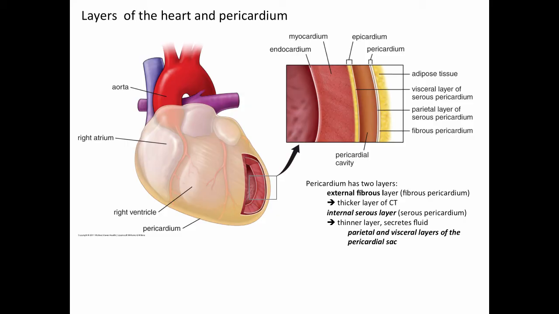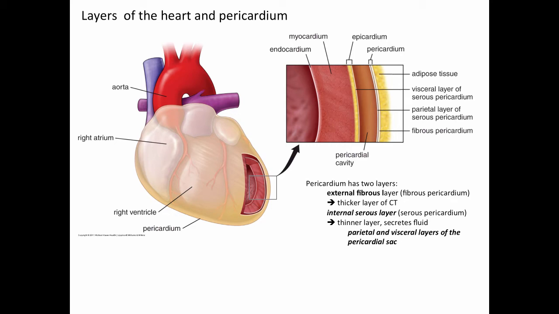Let me talk for a little bit about the layers of the heart and the pericardium. The pericardium actually has two layers. There's an external fibrous layer, the so-called fibrous pericardium. That's a thicker layer of connective tissue. You can see that on the diagram, this layer of connective tissue and adipose tissue, the so-called external fibrous layer.